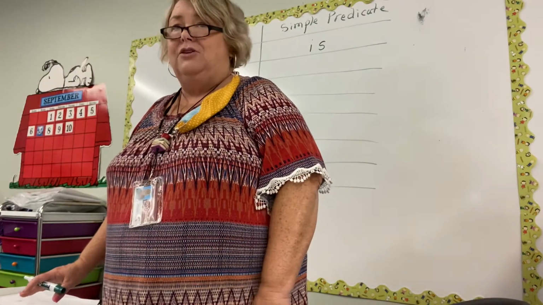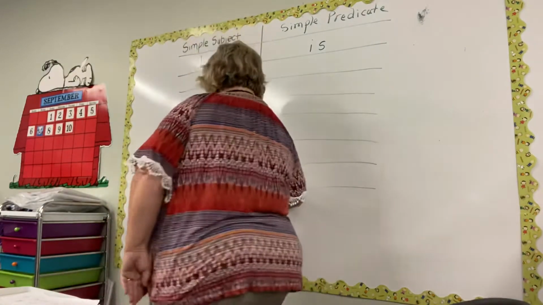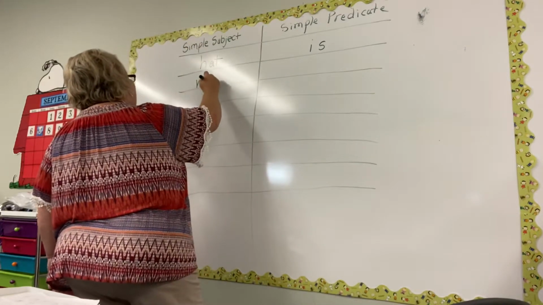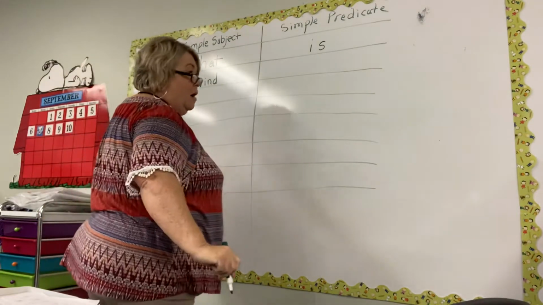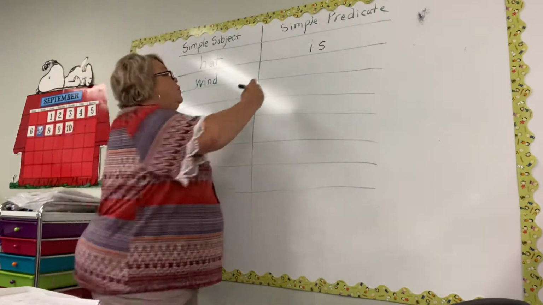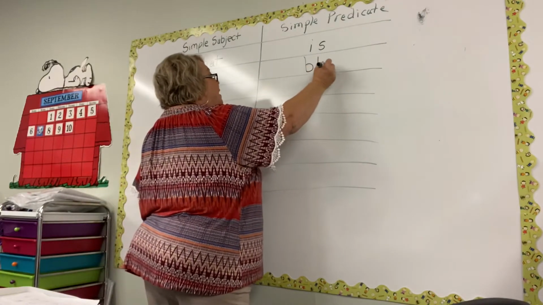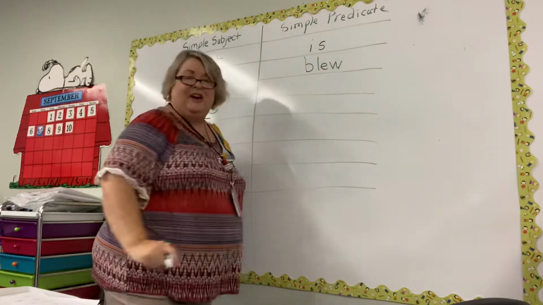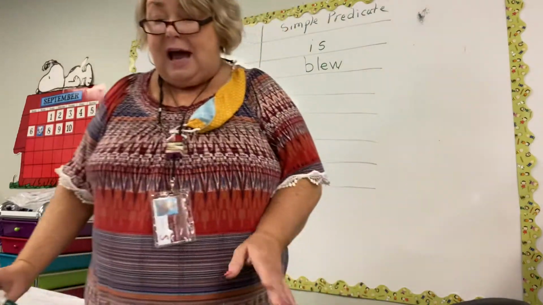The next sample that they give us at the top of the page is: The wind blew her hat. What is that sentence about, Chantel? Wind. Very good. Wind is a thing. That's a noun. And that's what we're talking about. What did the wind do? What is our verb, Haley? Blew. Wind blew. Very good.